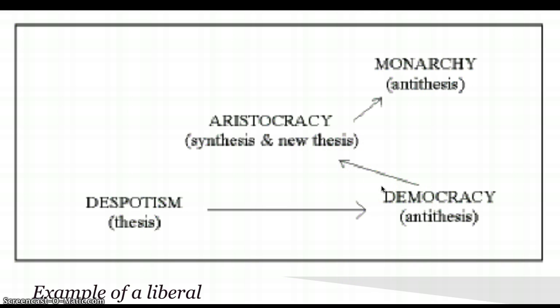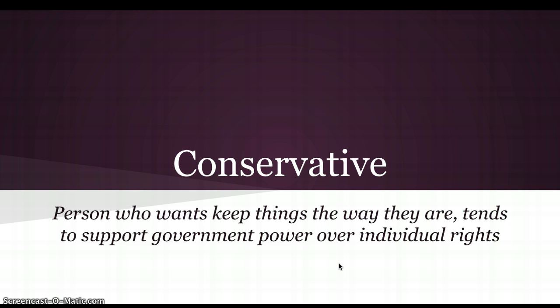This is an example of a liberal in the 19th century where they're going against these ideas. A conservative would support aristocracy, a monarch. Liberals are going to go for democracy. Conservative, as I said, is the opposite of a liberal. They want to keep things the way they are. They tend to support government power over individual rights.